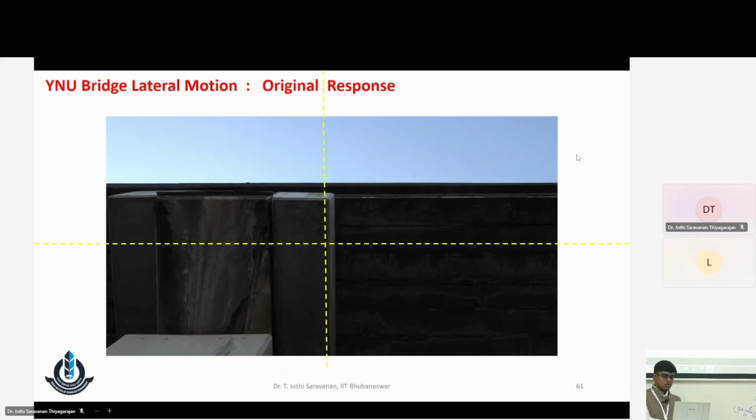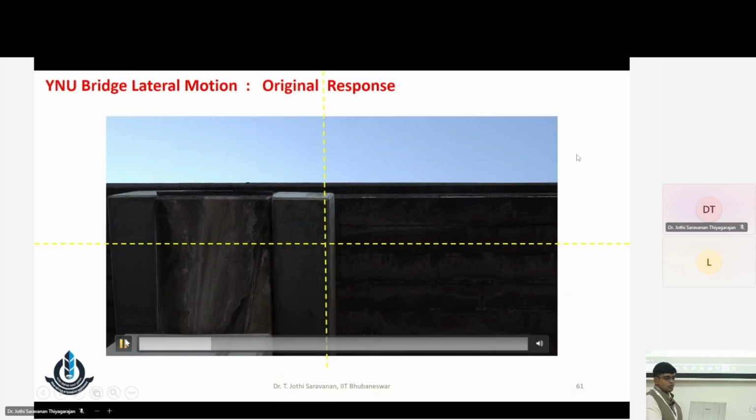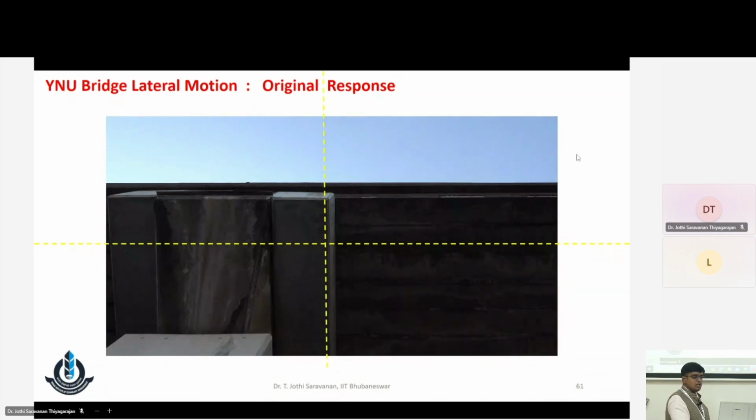So this is the original response. I have marked that yellow line so that you could appreciate the vibration that is captured. This is the original response. You could not observe any vibration or motion. This is for the lateral motion.